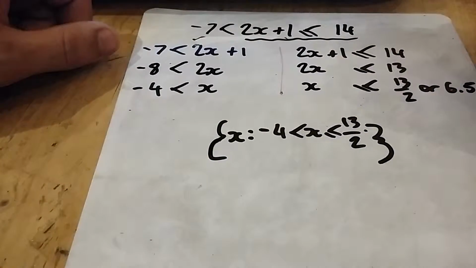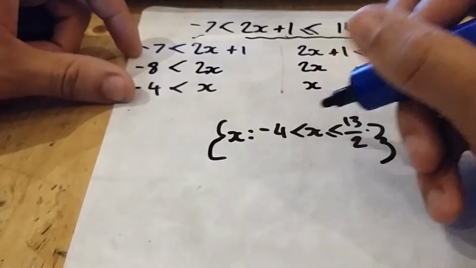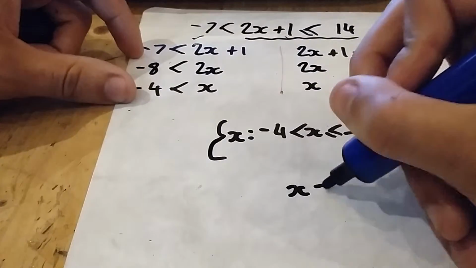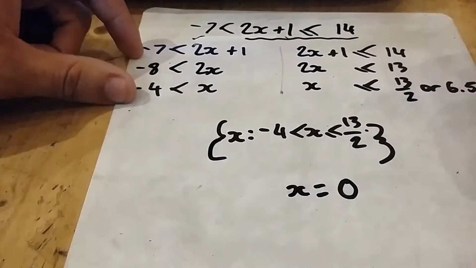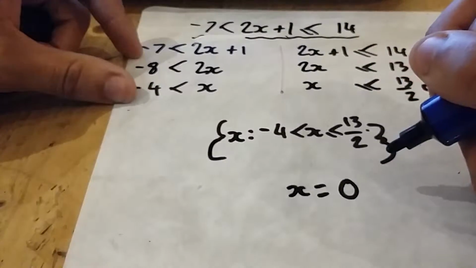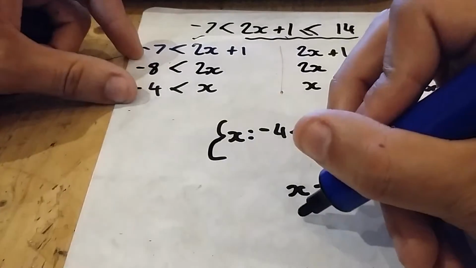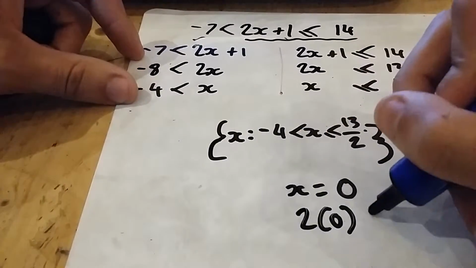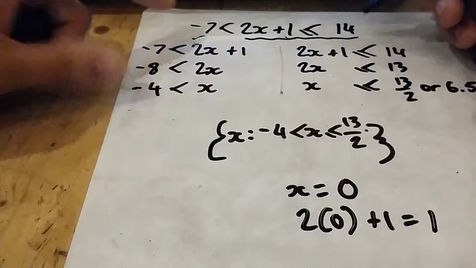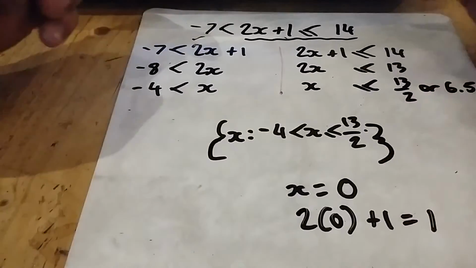to 13 over 2. And if we wanted to check, you could always just use a value for x between these two numbers. So for example, let's pick an easy one. So x is 0. If I plug 0 into 2x plus 1, I get 2 times 0, which is 0, plus 1 equals 1. Now, is 1 between minus 7 and 14? Yes, it is. Okay, so we know we are correct.